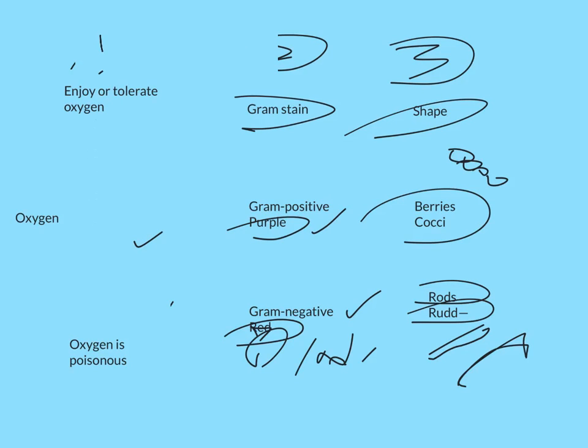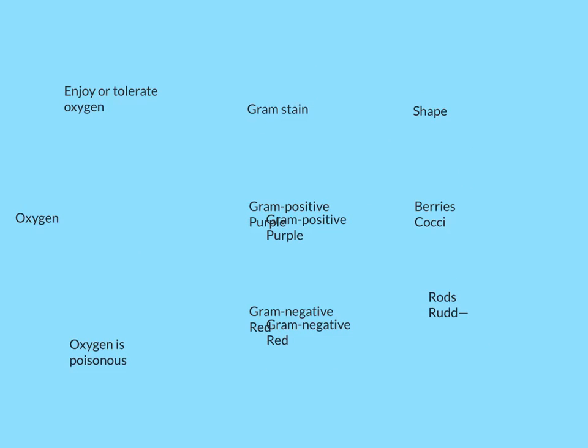Our second level is going to be how they respond to gram stain, whether they take up the gram stain or whether they do not take up the gram stain and it washes out. All right, so let's start building this thing. We've got the oxygen, either going to enjoy or tolerate it, or it's going to be poisonous to them.